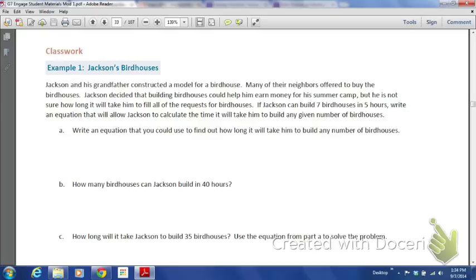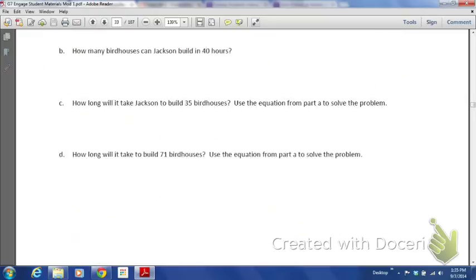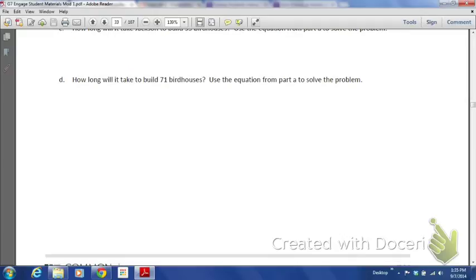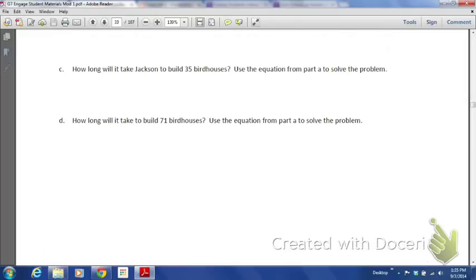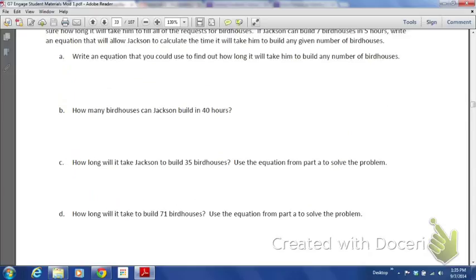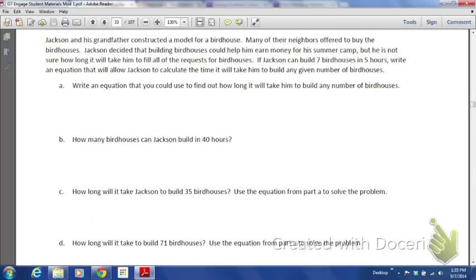Let me scroll down here a little bit. Part D then asks how long it will take to build 71 birdhouses. Use the equation from part A again to solve this problem. So use the equation that you create in A to solve all these different parts, A, B, C, and D. Go ahead and take as much time as you need to do this. Pause the presentation first and come on back.